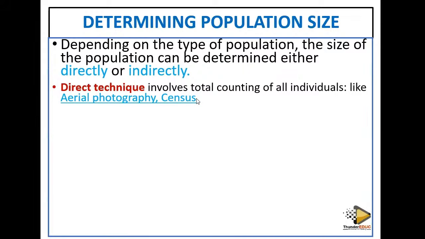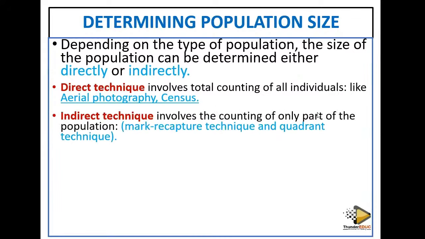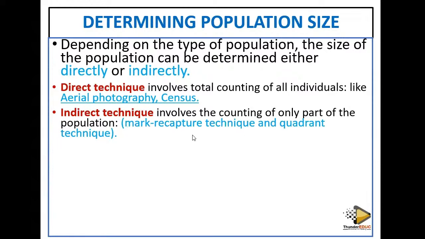So direct technique includes the total counting of all individuals, like an aerial photograph sensors, like you are flying over these big animals, and then you can count them directly, 1, 2, 3, 4, 5. That's direct technique. Then we have some other indirect techniques whereby you don't count all the individuals at once, but you count some and you leave some. And then after that, you put it into an equation or expression so that you can calculate the estimated number of individuals.